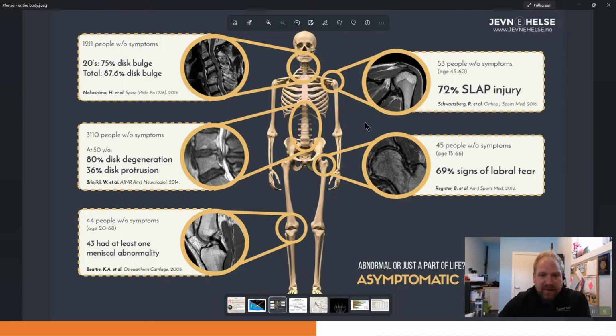In the British Medical Journal, a study recently described it as: many people with hip pain have arthritis, and many people without hip pain have arthritis. So hip pain and arthritis are not directly linked together, meaning the arthritis is not the cause of the pain. And we're finding this throughout the entire body.